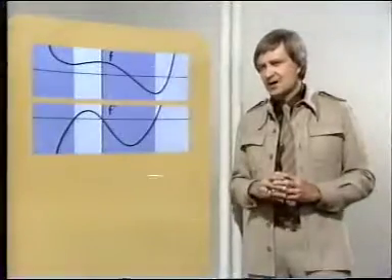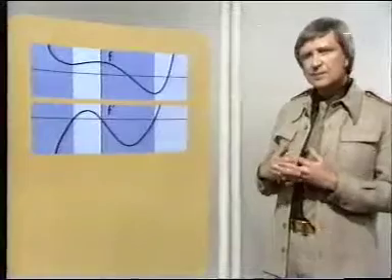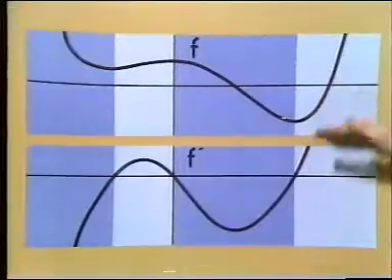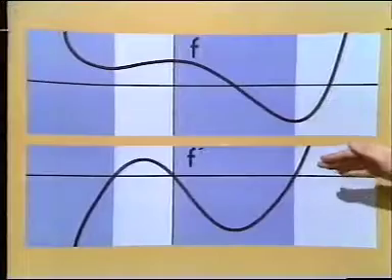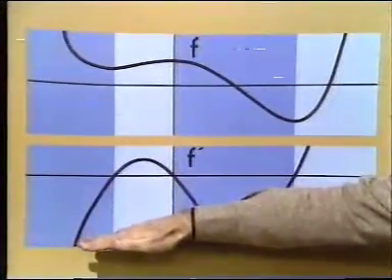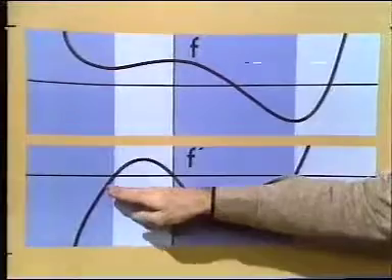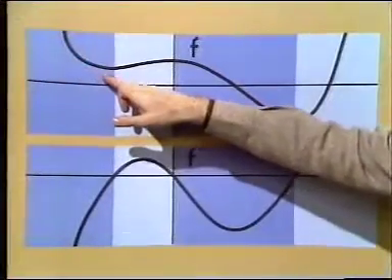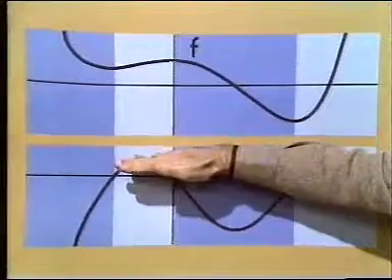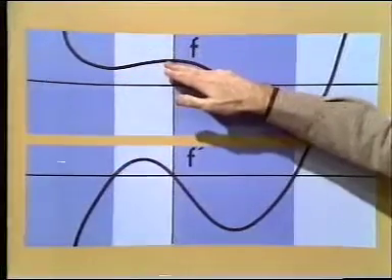Now, what did we learn from that? We saw that facts about the derivative tell us something about the behavior of the function. Here we have the two curves that we saw in the computer animation. Notice on the dark shaded area, the derivative is negative and the function is decreasing. On the light shaded area, the derivative is positive and the function is increasing.